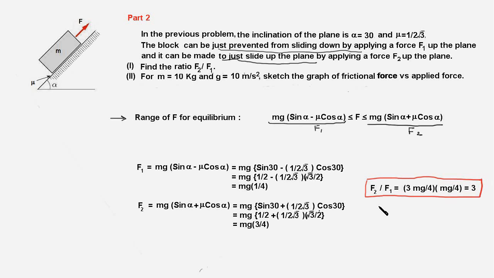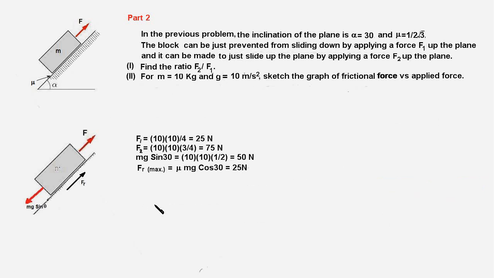It's 3 times F1. Now in the second part of this question, we are given m to be 10 kilograms and g as 10 meters per second square, and we have to sketch the graph of frictional force versus applied force. So we shall do that now. In order to sketch the graph, we should first compute the values of F1 and F2, and F1 works out to 25 newtons, and F2, which is mg times 3 upon 4, will work out to 75 newtons.